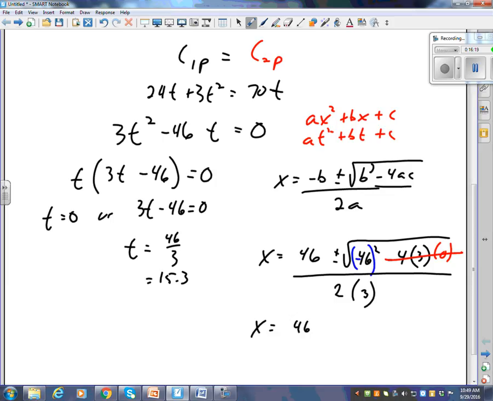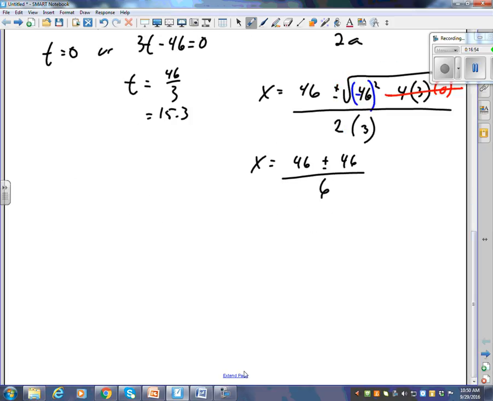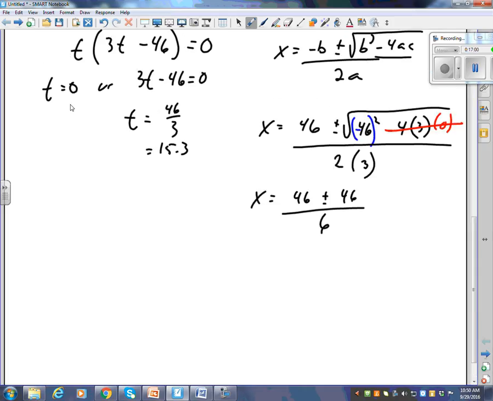So x is equal to 46 plus or minus the square root of 46 squared. Do I even need a calculator for that? Why am I picking up a calculator? What's the square root of 46 squared? All over 6. Okay, now you got to do both. 46 minus 46? Is that a big surprise? No. Shouldn't be.